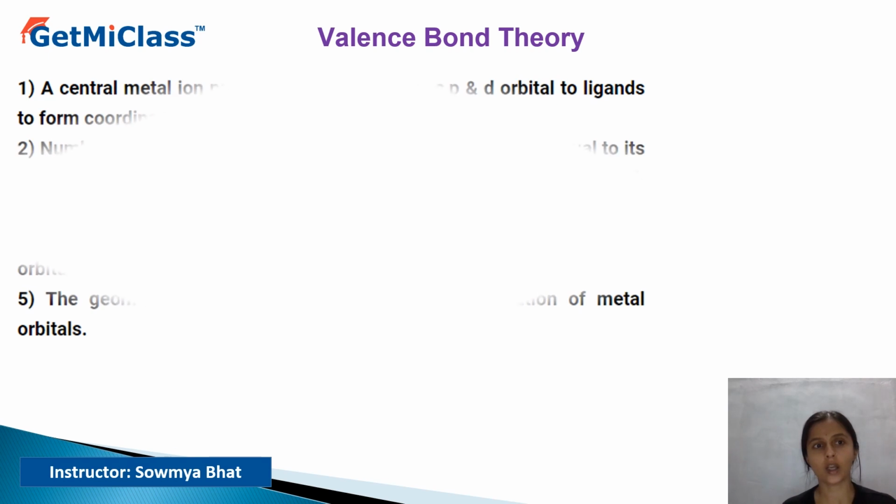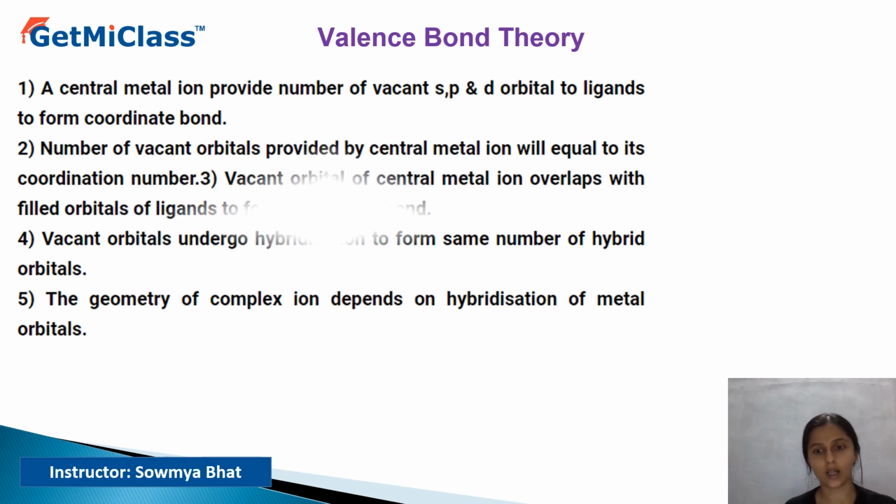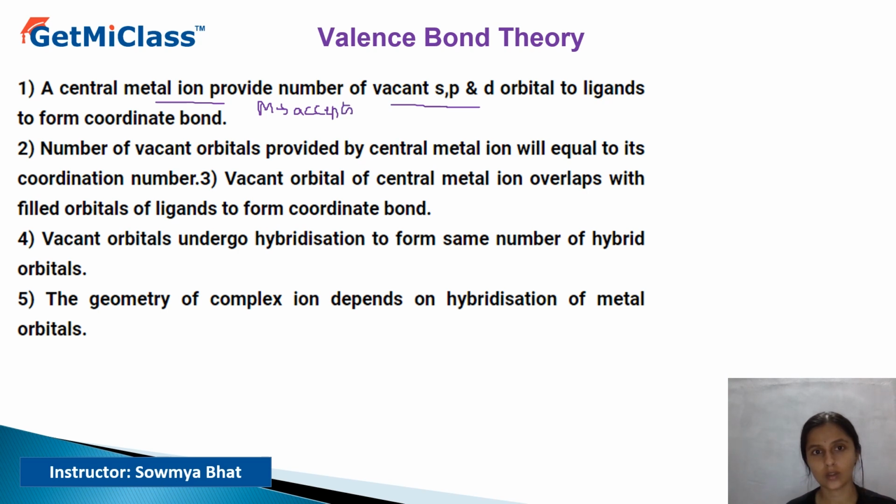We have valence bond theory to explain the type of bonding in coordination complexes, according to which the central metal atom in any complex is going to provide a number of vacant s, p, d orbitals. So the metal accepts the pair of electrons, and the ligand is going to donate electron pairs. The metal should have vacant orbitals to accept the electron pairs, so it provides either s, p or d orbitals for ligands. That's how it forms the coordinate bond.